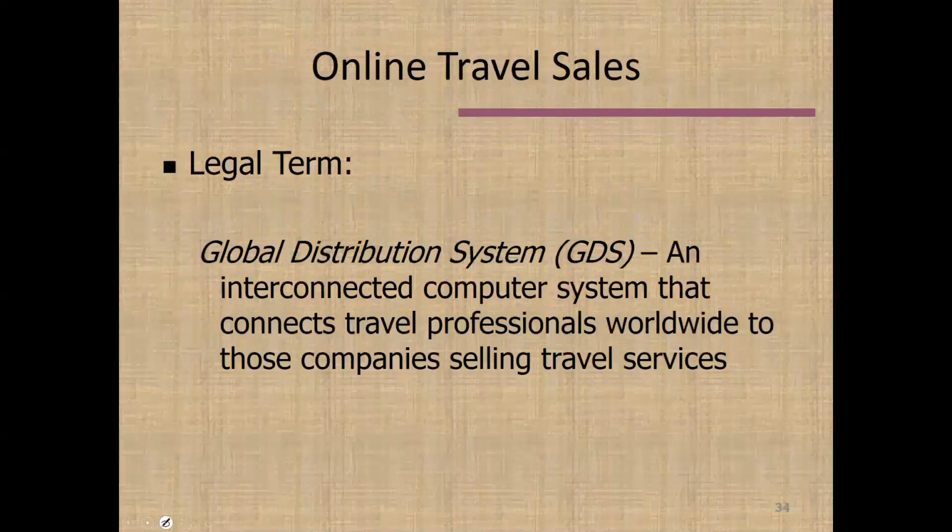The Global Distribution Center is an interconnected computer system that connects travel professionals worldwide to those companies selling travel services. Now, of course, many of those companies are connected through the web, and so it's pretty easy for one to talk to the other, but others might just be connected, say, through an email address. And so when a particular ticket is purchased, there might be some lag time between the time that I purchased that ticket in Frisco, Texas, and the hotel in, we'll say, Munich, Germany, actually gets a record that I have purchased it. It might be a few seconds, or it might be even a day or two before that gets recorded.